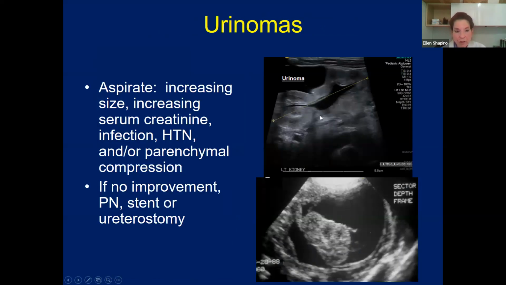Some patients will have urinomas considered pop-offs. Many can be observed. This kidney is decompressed. It's a sagittal view, and the urinoma is sitting subcapsularly. And here's another subcapsular urinoma. Most of them do not need to be addressed unless there's increasing size, increasing serum creatinine, infection, hypertension, or parenchymal compression. And they can be addressed percutaneously or primarily percutaneously.